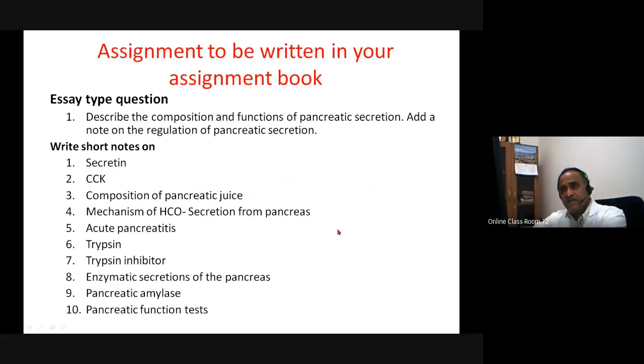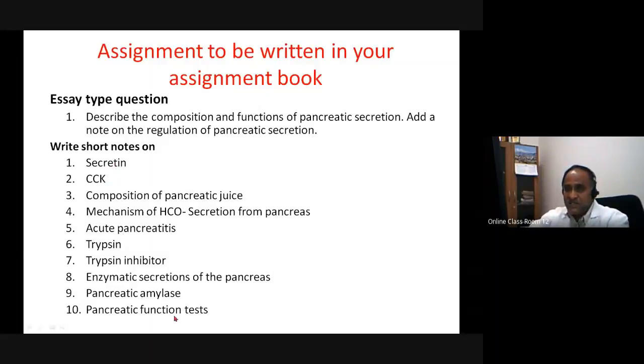Okay. Meanwhile, I am giving you some questions for your home assignment. This is a full question. Describe the composition and the functions of pancreatic secretion, and add a note on regulation of pancreatic secretion. This is a full essay type of question.